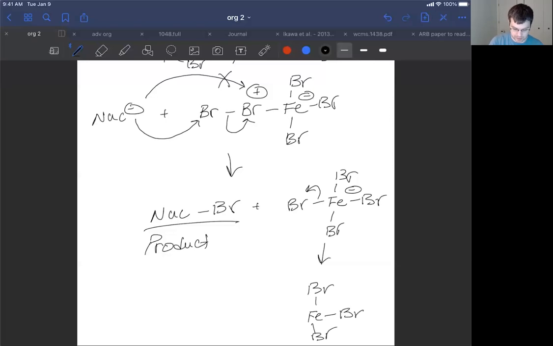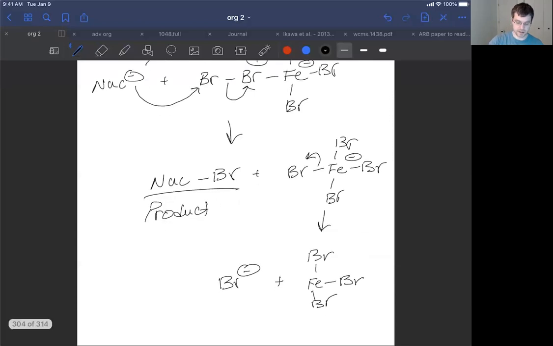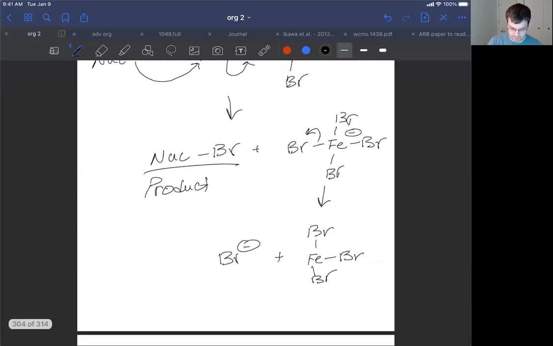Then we get our catalyst regenerated in effect after the Br minus walks away. So the catalyst is regenerated. Okay, that's an important part of a catalytic process, is that you consume the catalyst and it then becomes a product for the overall reaction. Notice that also the Br minus is a product for the reaction. It's as if the nucleophile sort of added to the Br2, adding it to a Br and then pushing electrons on the Br to give a Br minus.